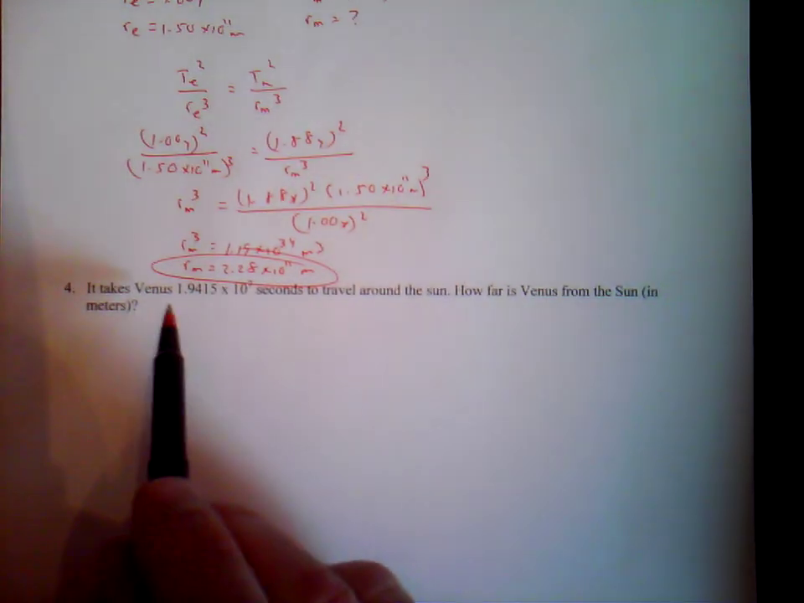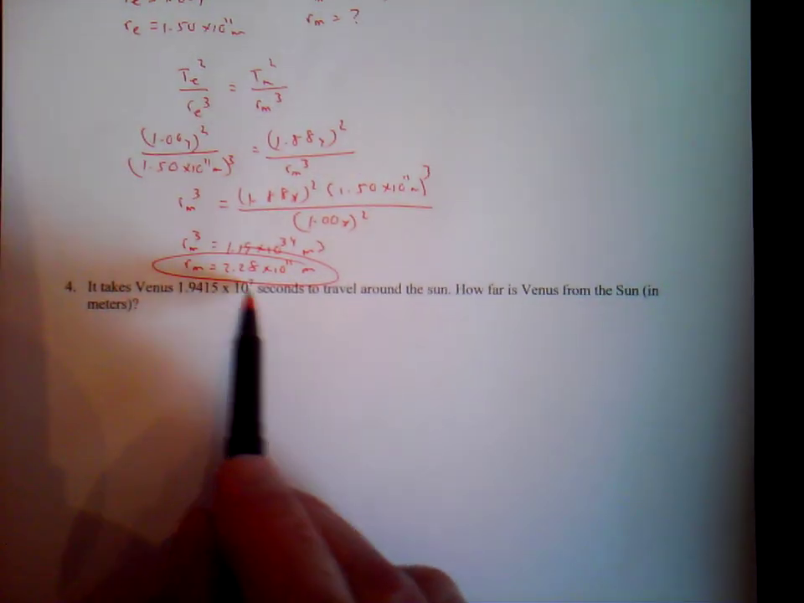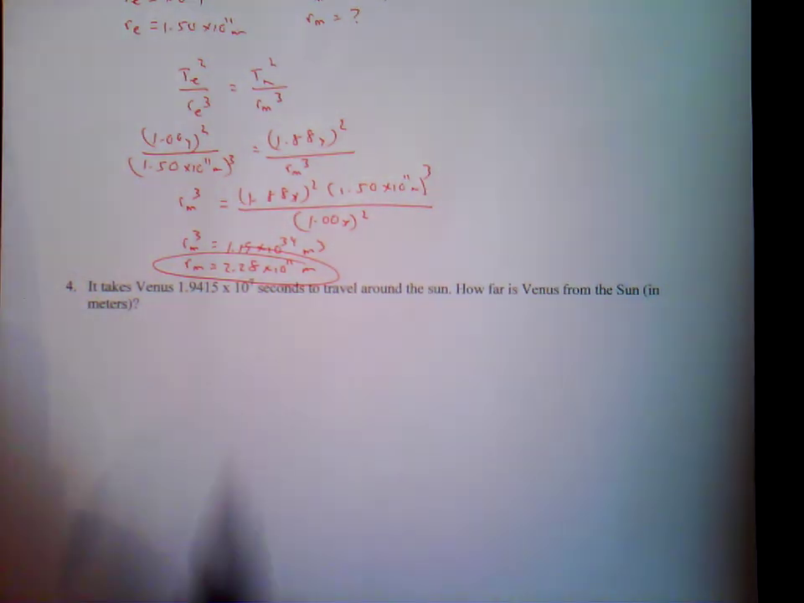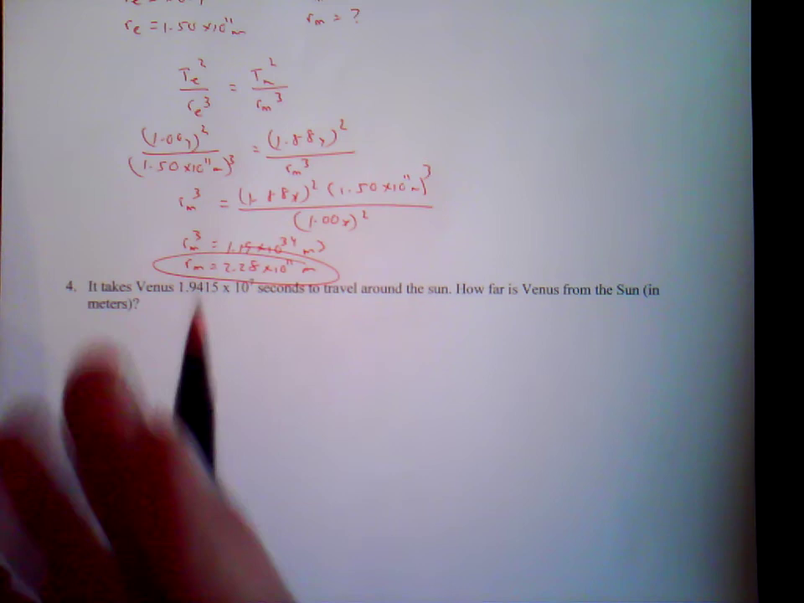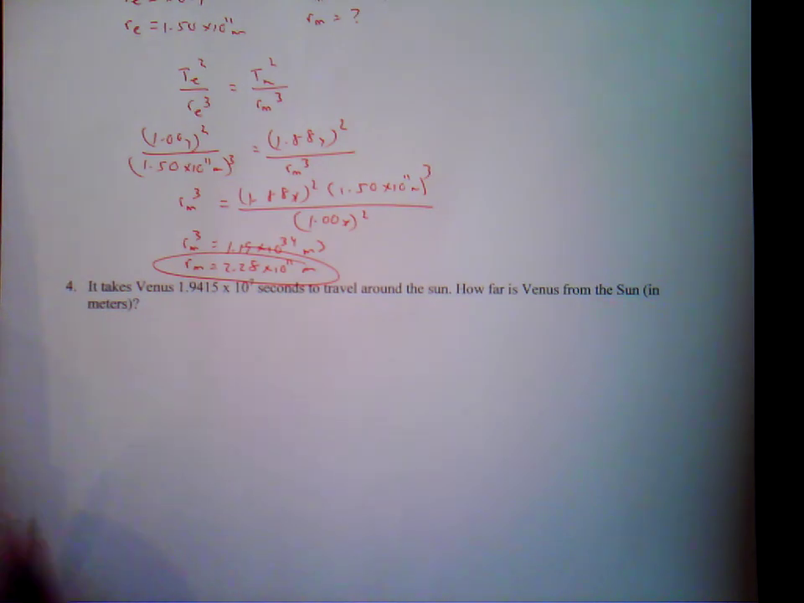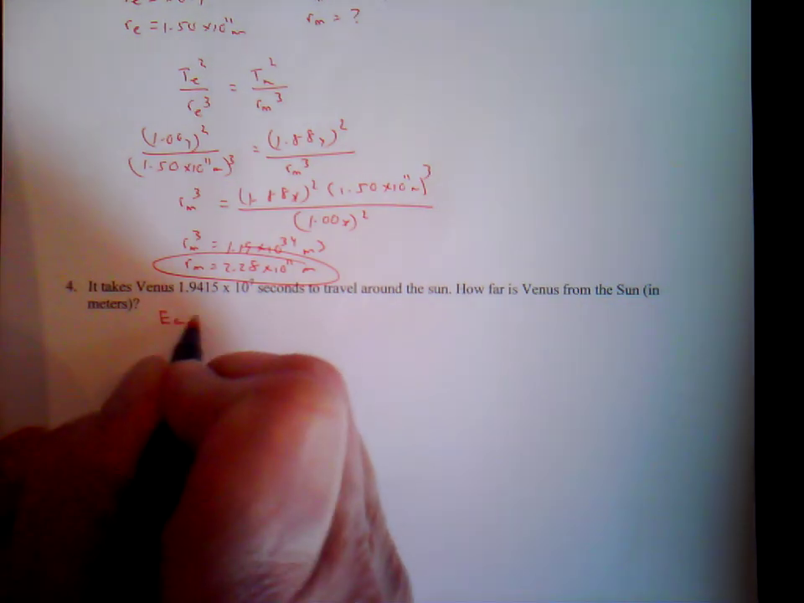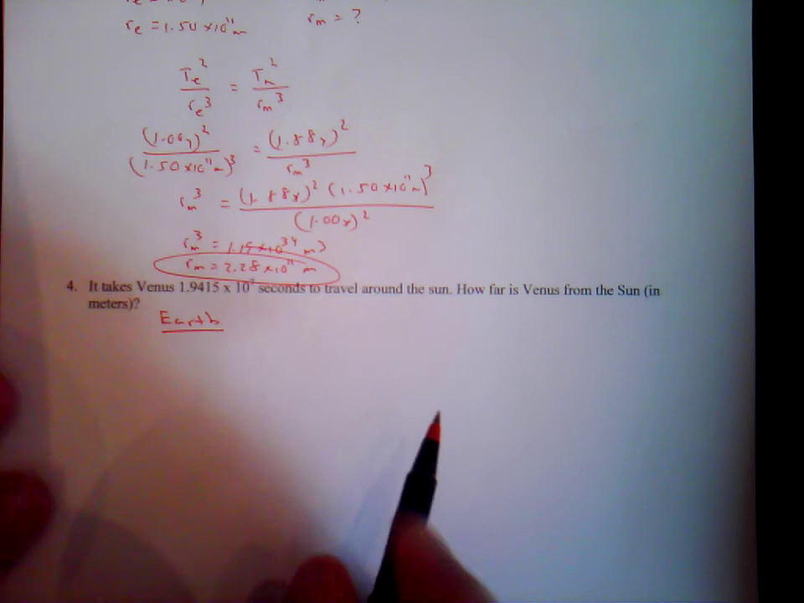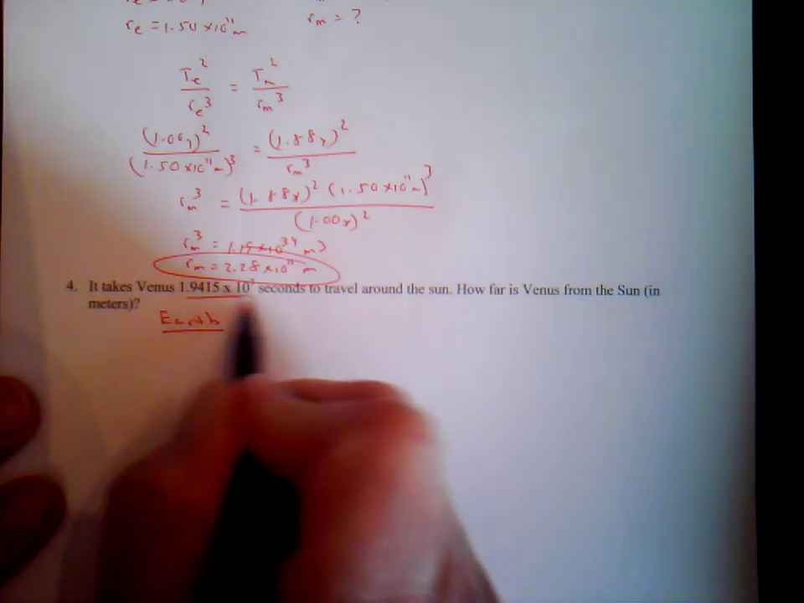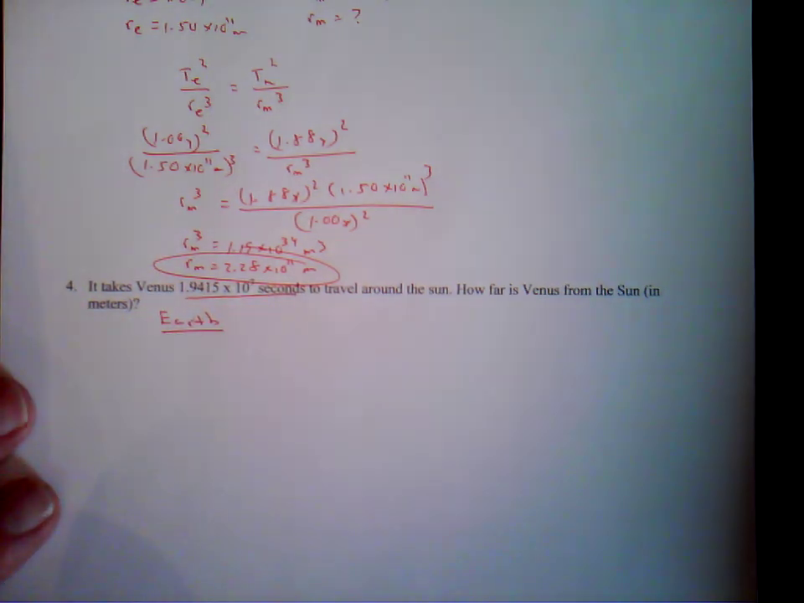It takes Venus 1.9415 times 10 to the 7 seconds to travel around the Sun. How far is Venus from the Sun in meters? Venus still orbits the Sun, so we still use the Earth information. Except notice that this period is in seconds. It's not in years anymore.